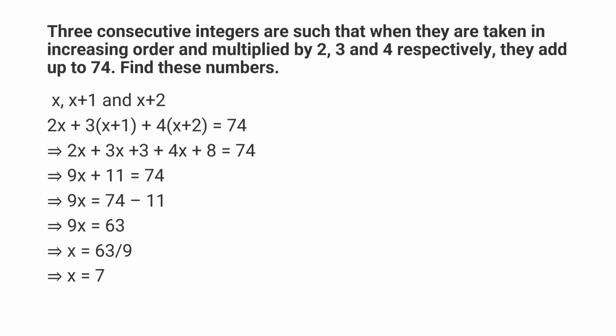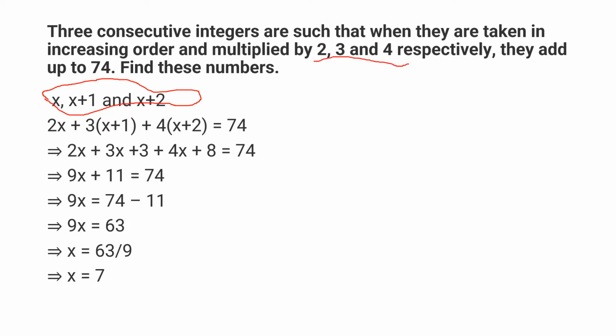Let us move to another question. They are saying three consecutive integers are such that when they are taken in increasing order and multiplied by 2, 3, 4 respectively, they add up to give 74. That means the numbers should be x, x plus 1 and x plus 2. Now you have to multiply very carefully.